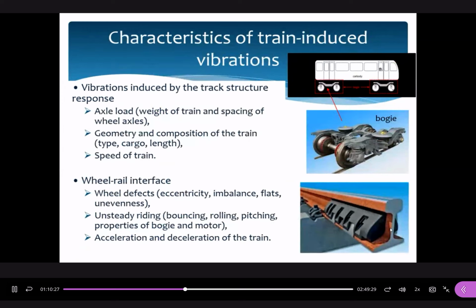And there are some other general information. There are some general statements about that. The characteristics of train-induced vibrations, such as the axial loads, geometries and compositions, the speed of train, and the wheel and rail interface. If there are any defects, it could induce noise effects. I could not go through details about that because I already presented before.